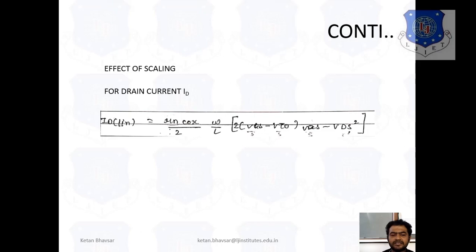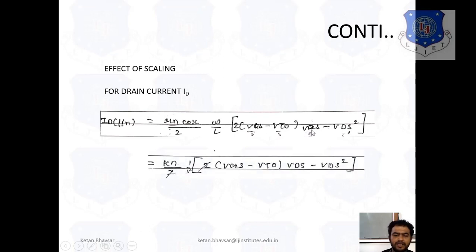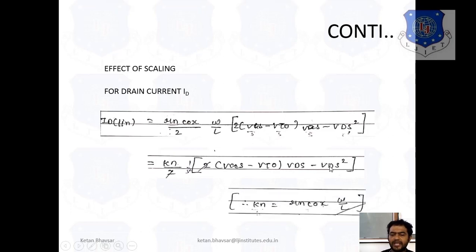We already have this drain current equation for ID linear. ID linear is equal to mu n Cox by 2 W by L into 2 into (VGS minus VT) VDS minus V square DS. You can consider it's a VDS here, okay. Now similarly, after applying the scaling, as we are taking the constant Kn for the n MOSFET, mu n Cox W by L is equal to Kn, 1 divided by S square into 2 into (VGS minus VTO) VDS minus V square DS. So Kn is equal to mu n Cox W by L, that I already told you and we already saw in the previous session.